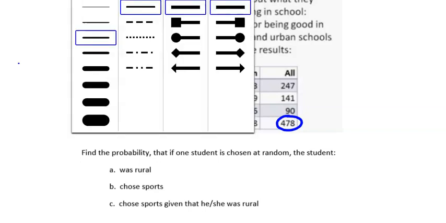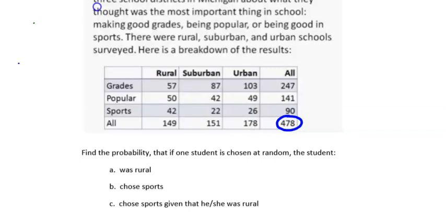So let's see. That's just a basic probability question. That means there are how many rural students? 149 out of 478. Okay, we could get that as a decimal. That'd be nice, but I'm going to go ahead and leave those as fractions. Who said sports? Well, 90 out of 478. Easy. 90 out of 478. Chose sports, given that he or she was rural.